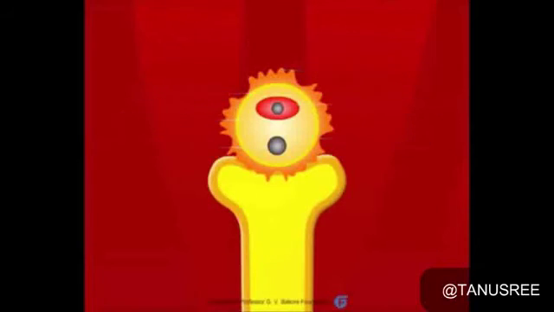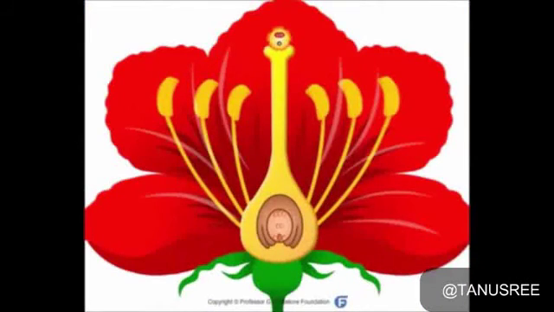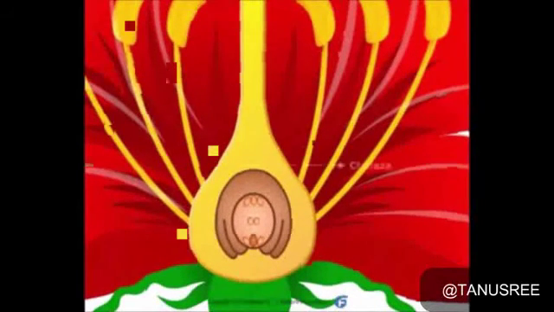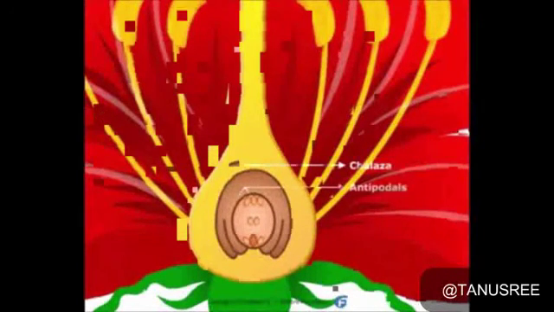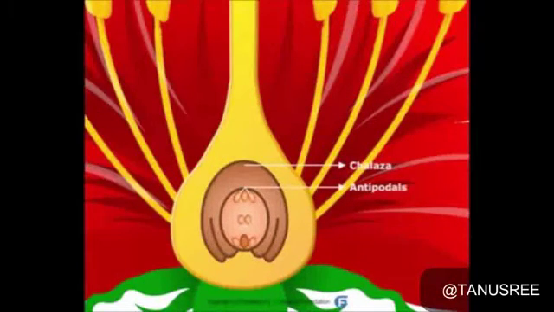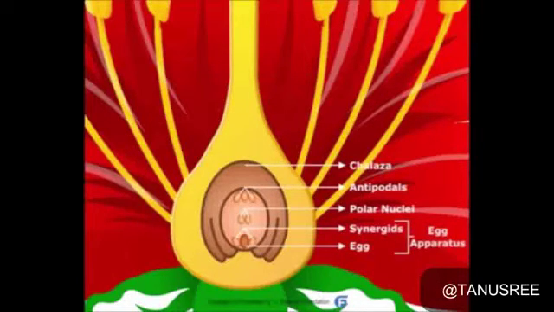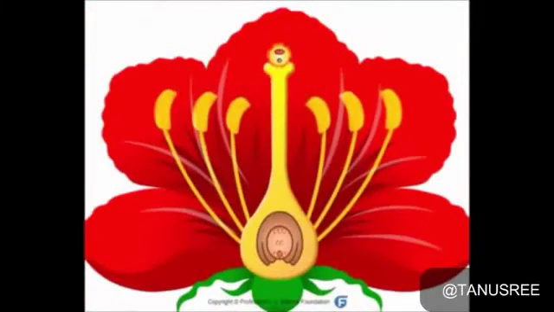The embryo sac has 3 cells towards the chalaza called antipodal cells. The polar nuclei in the middle remain floating in the large central cell. There are 3 cells towards the micropyle. The middle larger cell is called the egg cell and the flanking smaller cells are called synergids. The egg cell and the synergids form the egg apparatus.